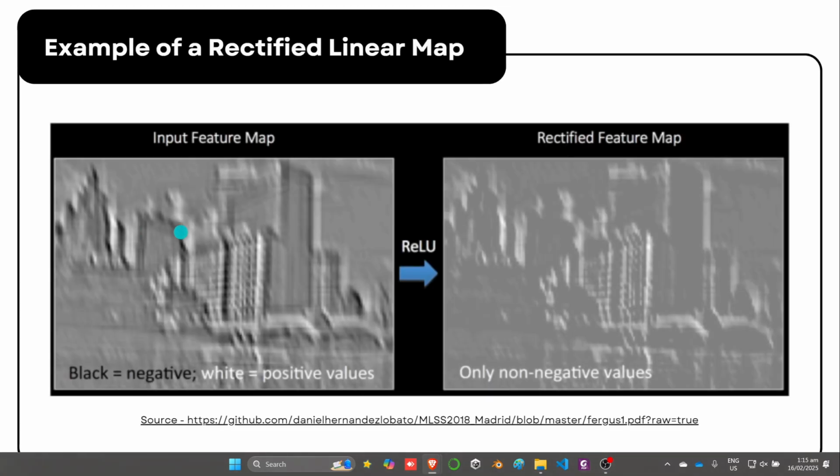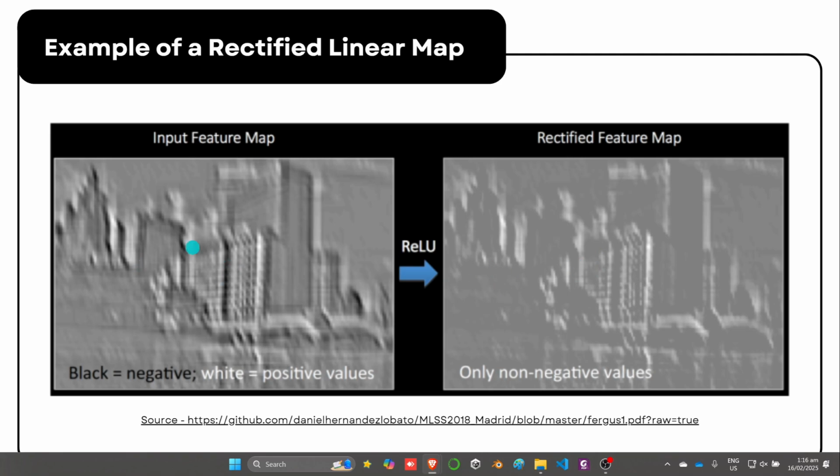So this is an example of how the ReLU operation works after we take this feature map and apply ReLU to it. As you can see in the output, all of the dark values, which are the negative values, are basically eliminated, and all the white values are roughly staying. So that's it for the ReLU lesson.